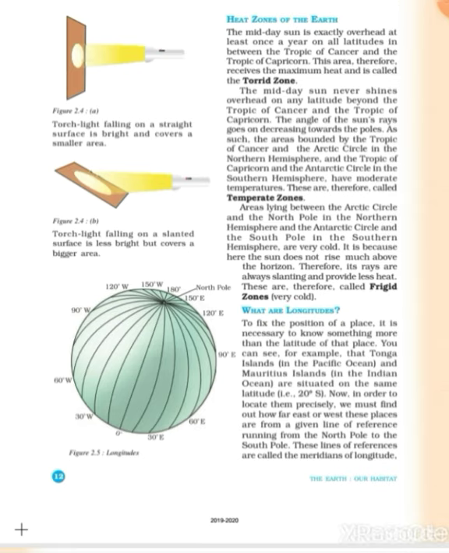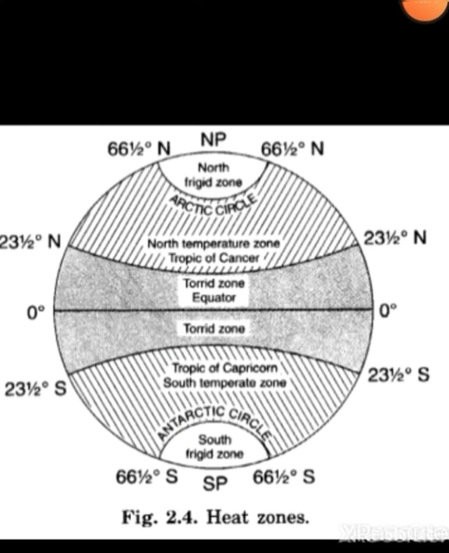Let me show you the figures, students. Here, this is the figure in which you can see the different heat zones. So we were talking about the temperate zone. The temperate zone lies between the Tropic of Cancer and the Arctic Circle in the north, that is called the North Temperate Zone, and the Tropic of Capricorn and the Antarctic Circle in the south, that is the South Temperate Zone. It has a moderate temperature, students, and you know the name temperate means moderate, right?